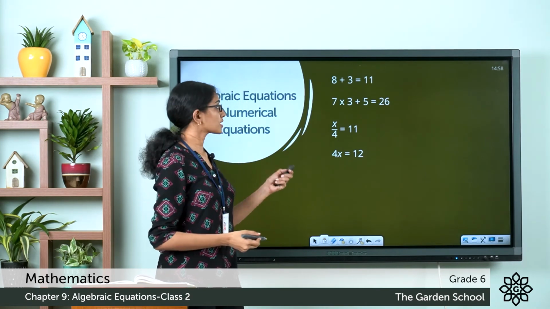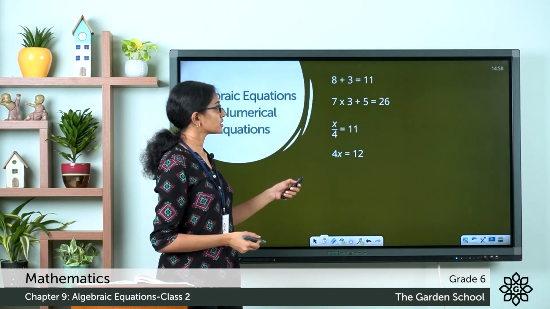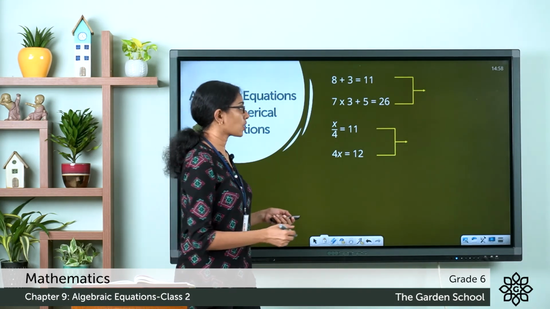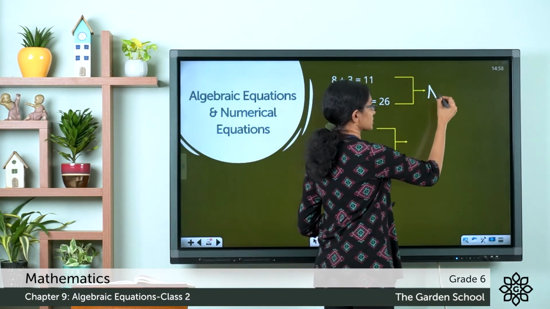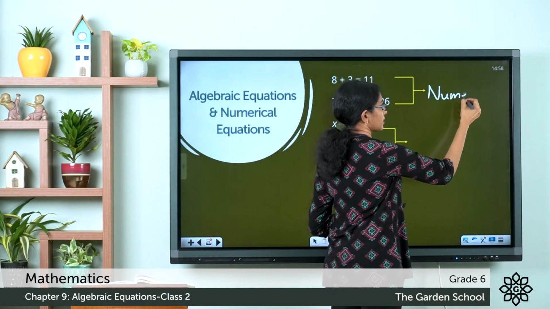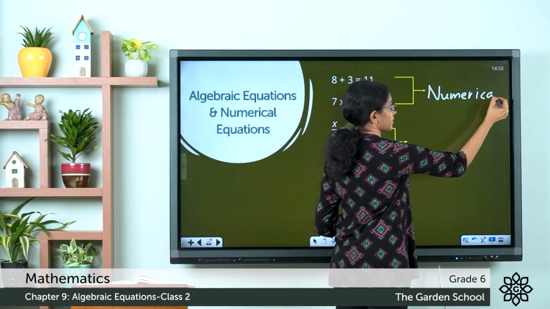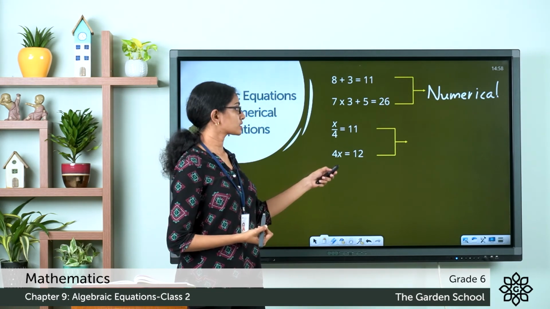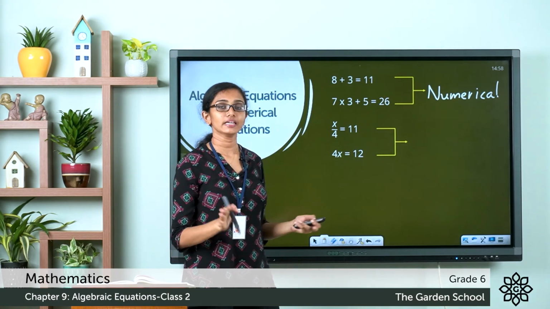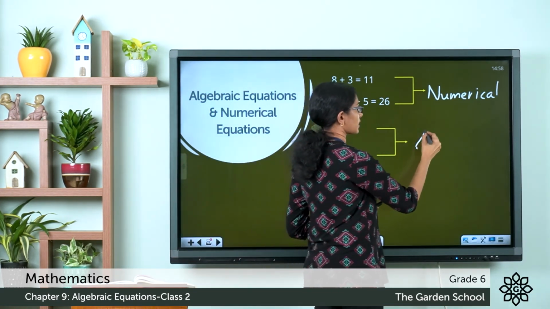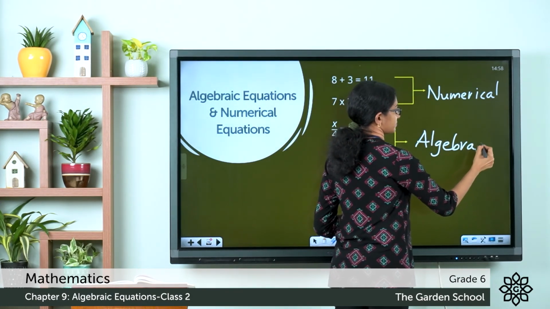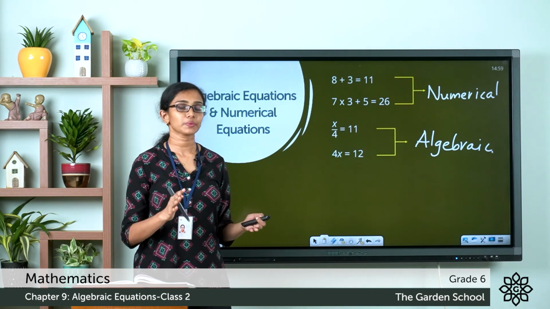You see, among these equations you can see the first two equations contain only numbers and hence they are called numerical equations. Now the next two examples, these are equations containing variables and hence they are called algebraic equations. I hope you are clear with the difference.